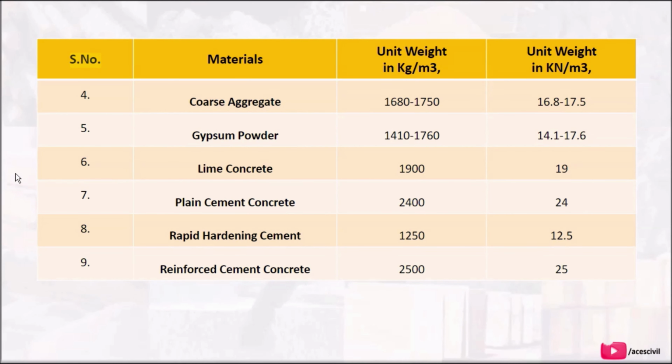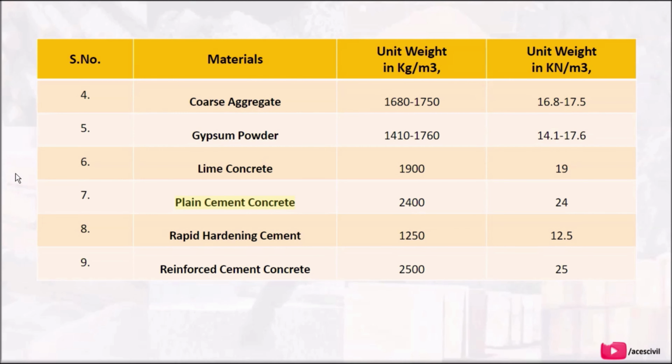S. No. Materials. Unit weight in kg/m³. Unit weight in kN/m³. 4. Coarse aggregate. 1680 to 1750. 16.8 to 17.55. Gypsum powder. 1410 to 1760. 14.1 to 17.66. Lime concrete. 1900. 19.07.